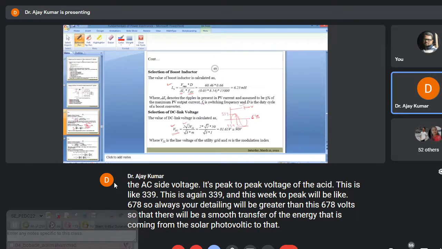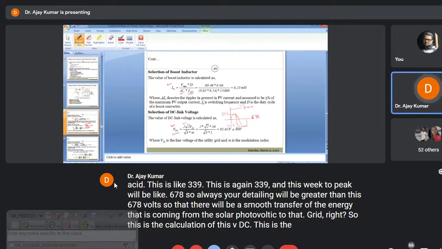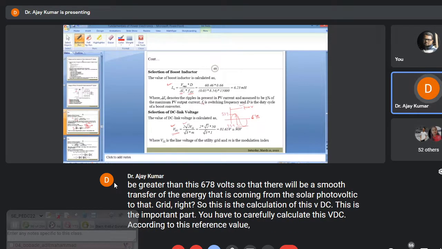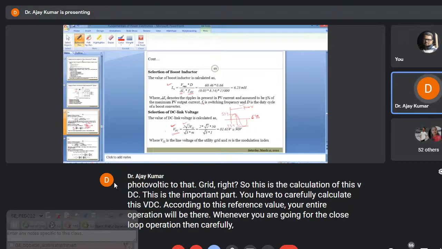So this is the calculation of this VDC. This is the important part. You have to carefully calculate this VDC. According to this reference value, your entire operation will be there. Whenever you are going for closed loop operation, then carefully calculate this value.